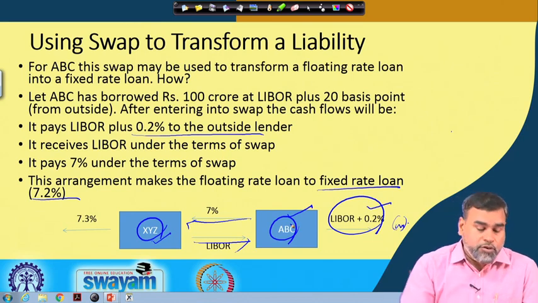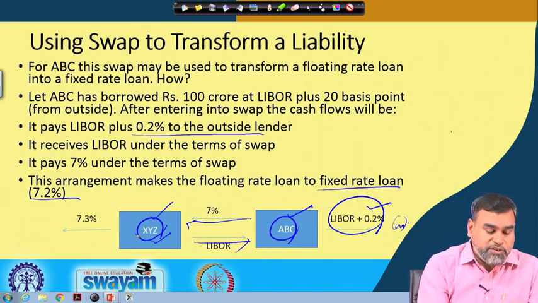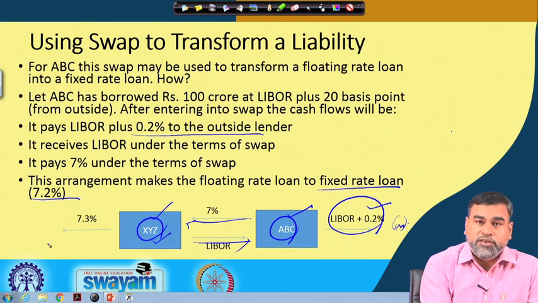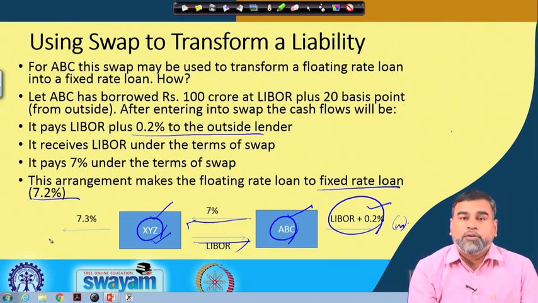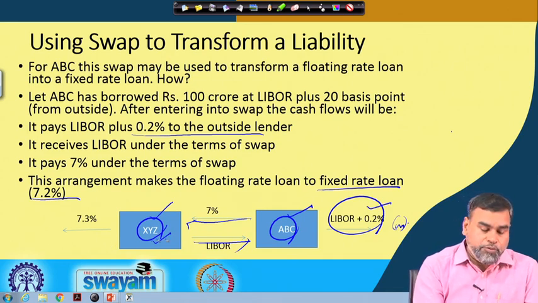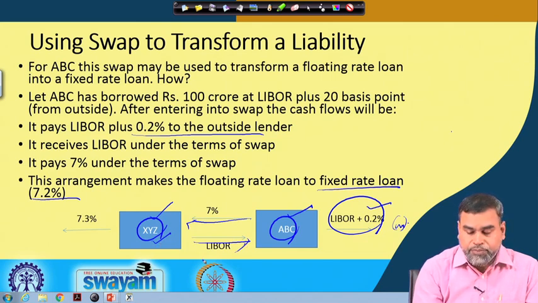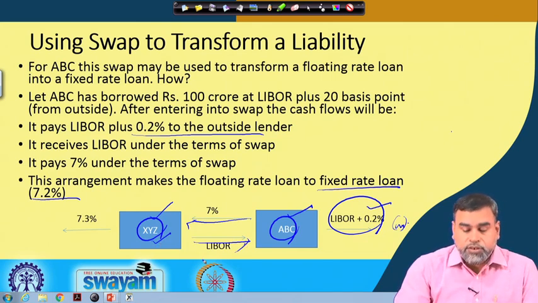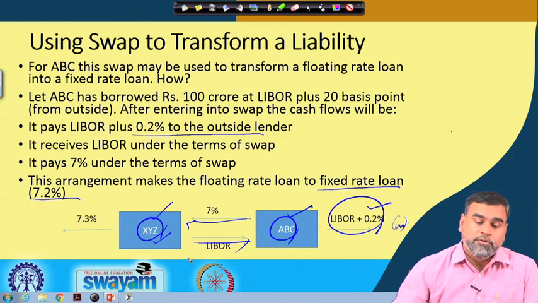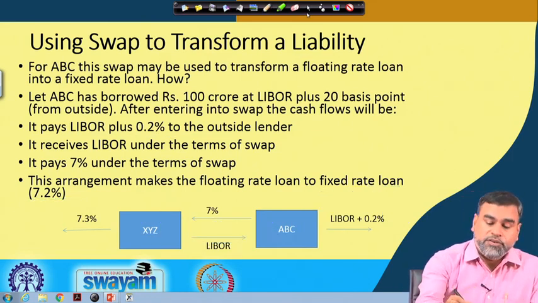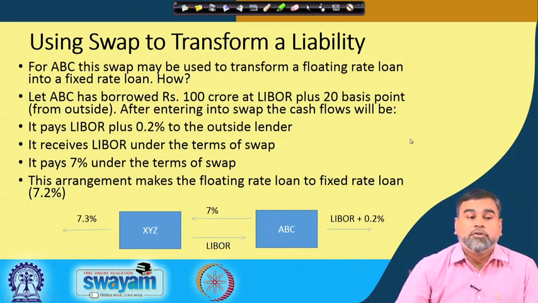The same thing can also happen for XYZ. Let XYZ be paying on a fixed rate and they want to go for a floating rate, they want to convert their fixed rate loan into a floating rate. Then here if you observe, they are paying 7.3%, getting 7%, and then they are paying LIBOR. Finally what is happening? It is LIBOR plus 0.3% that they will be paying.